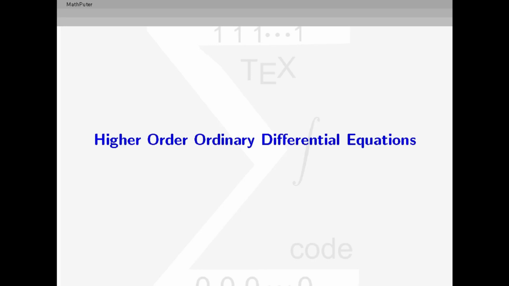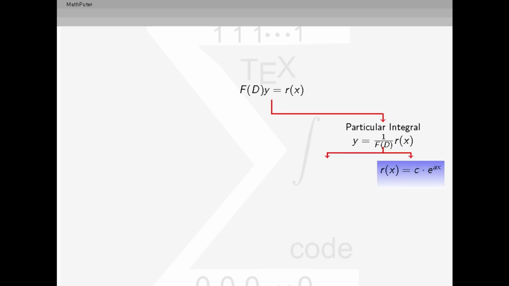Let us discuss higher order ordinary differential equations. This is the fourth session of higher order ordinary differential equations, in which we are going to discuss the particular integral for the right hand side being either cos x or sin x. In the last lecture we saw the right hand side is exponential. This is the goal for today's lecture.